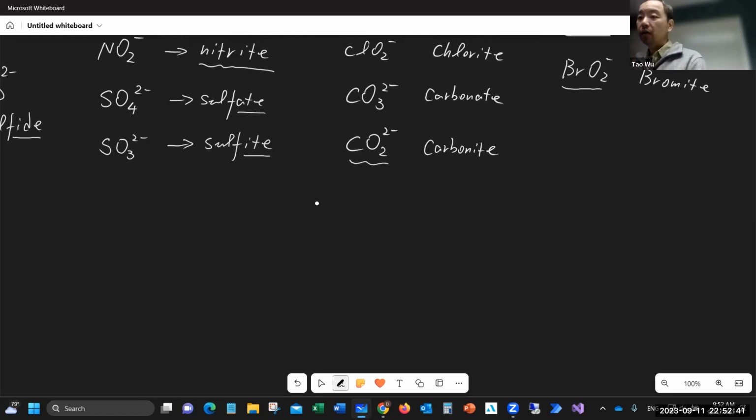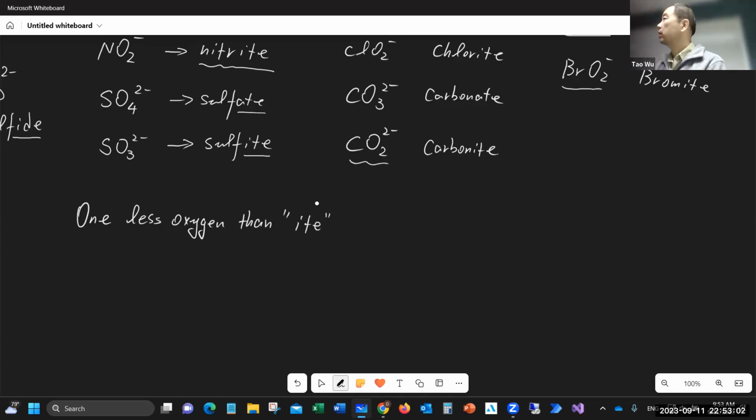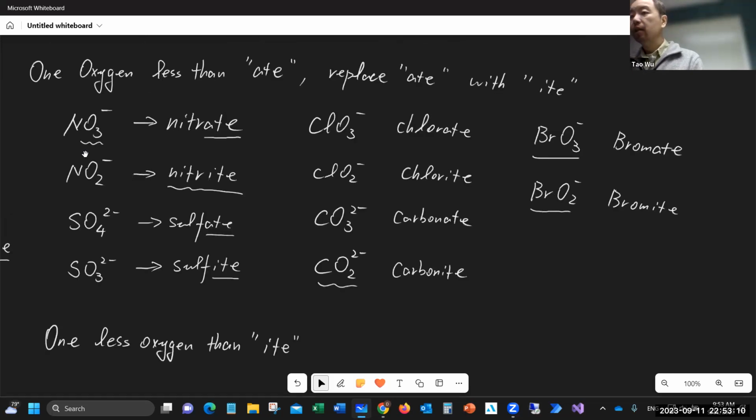Okay, so now if we have another one less oxygen, one less oxygen than ITE. Now, this is one less oxygen than ITE, which means, just to let you know, we don't have a lot. So you see, in this case some of these have one less oxygen, but not most of the elements have the one less oxygen than the ITE.